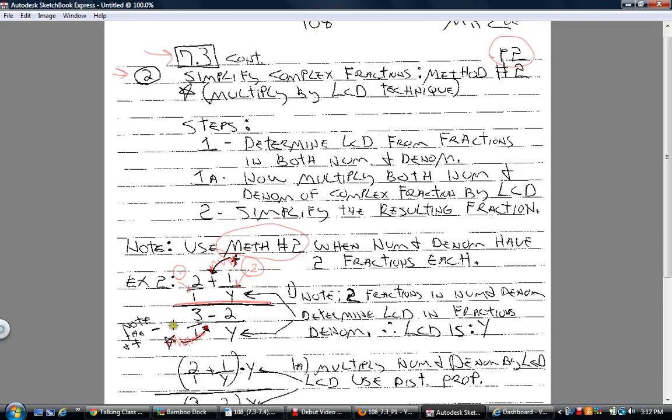Come down here, look at the denominator, look at the rational expressions. How many do you have? 1 fraction bar, 2 fraction bars, so you are going to use method number 2. That's the way it always works for you.